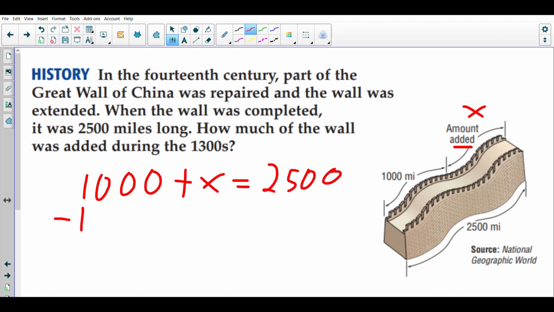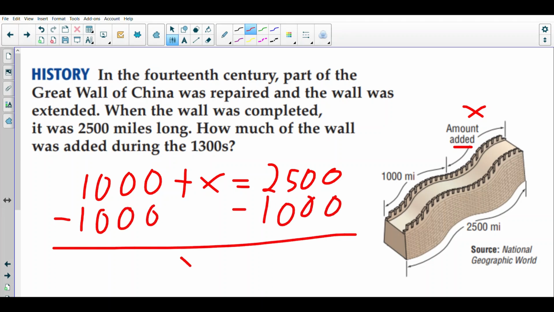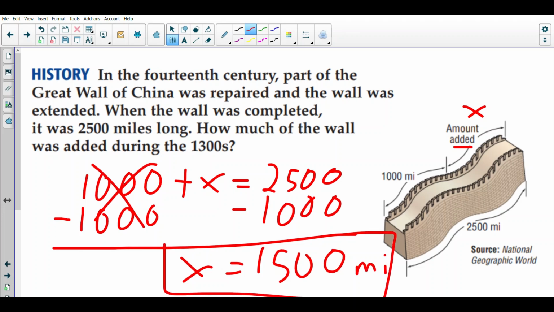So we're going to solve for x. We have to get rid of that positive 1,000, so we subtract 1,000. We're left with x is equal to 1,500. But now it's a word problem, so keep in mind, what do we need? We need a label, so we have 1,500 miles.